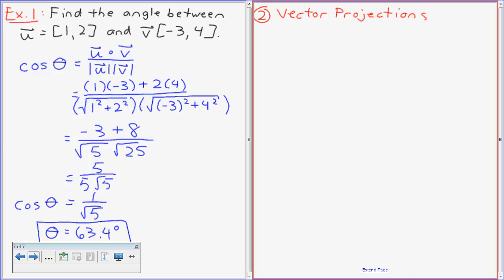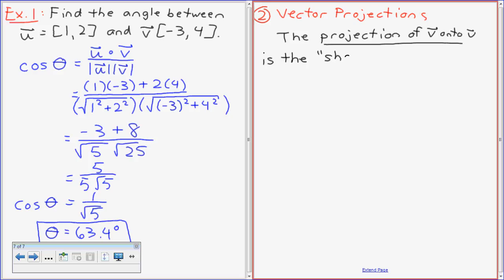So what this is going to be is this. The projection of V onto U is the shadow that V casts onto U. Is that the projection of V onto V? That should be U. All right, sorry about that.